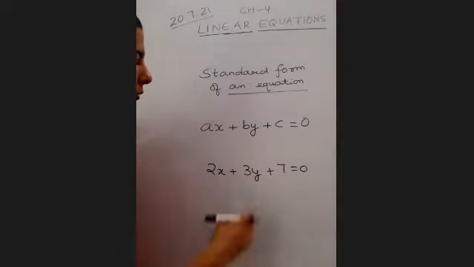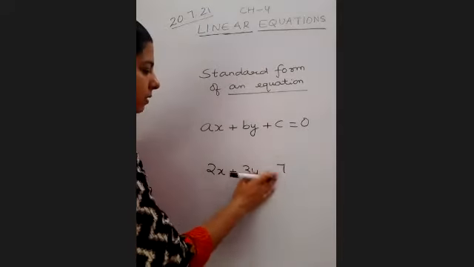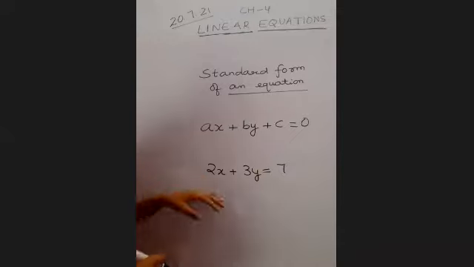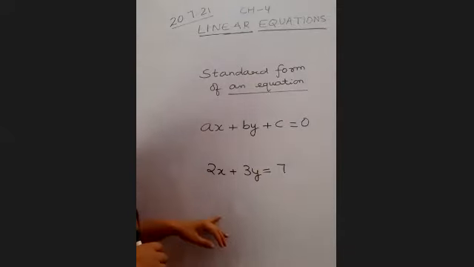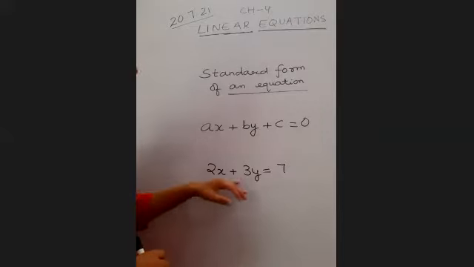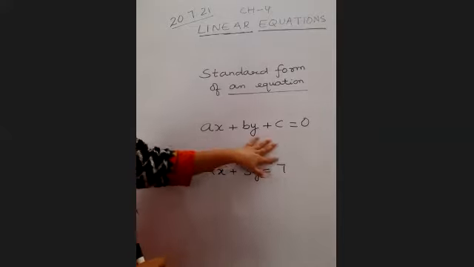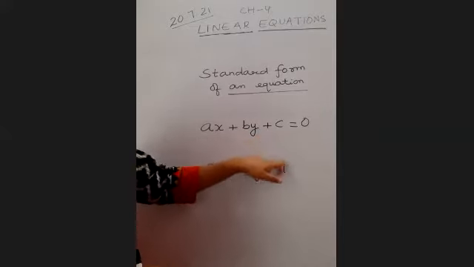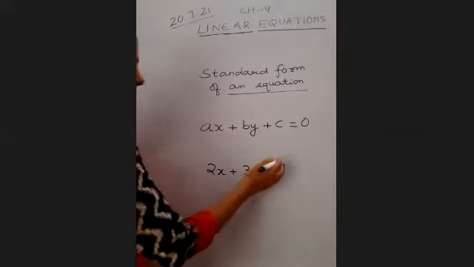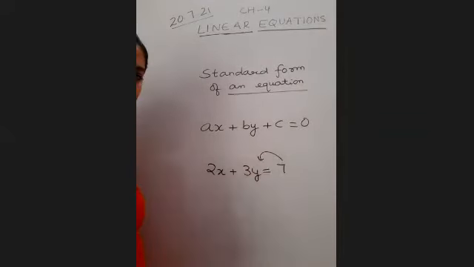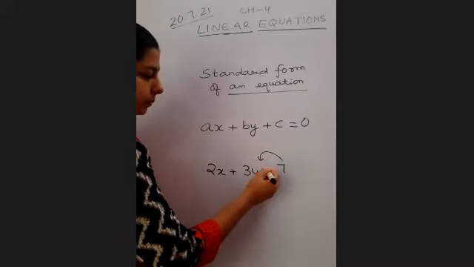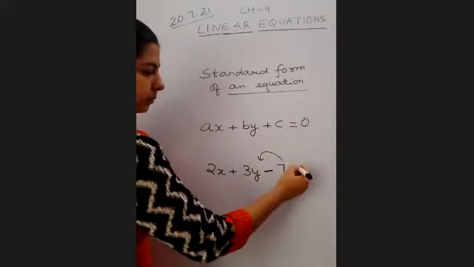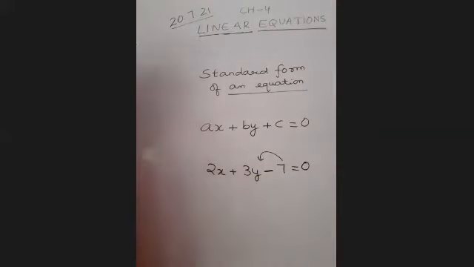But usually, children, you must have seen we write it like this, because this looks more presentable, more comfortable to us. Suppose this is the equation given to me and I want to put it in the standard form. How am I going to write it? I will bring 7 this side. When I bring 7 this side, what will it become? Minus.